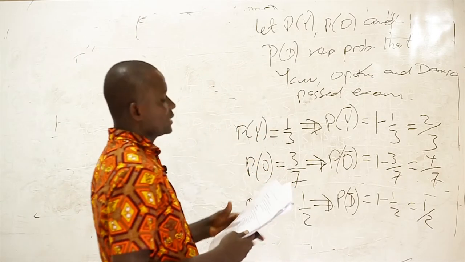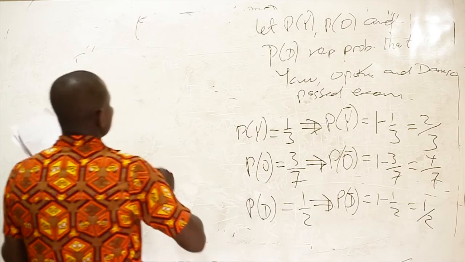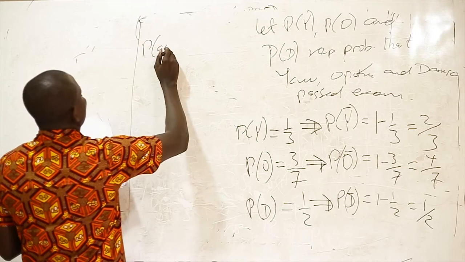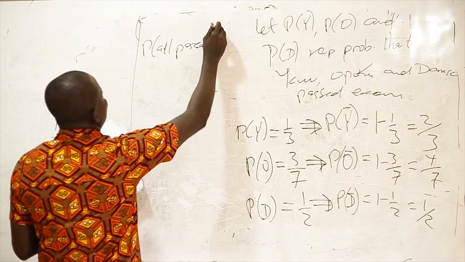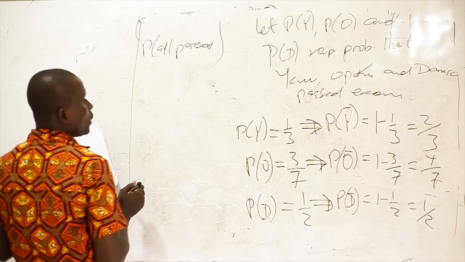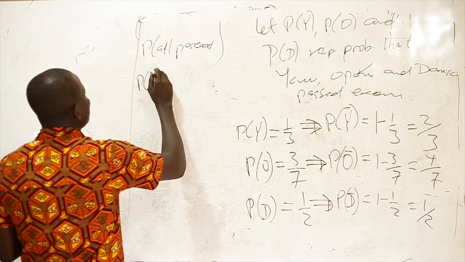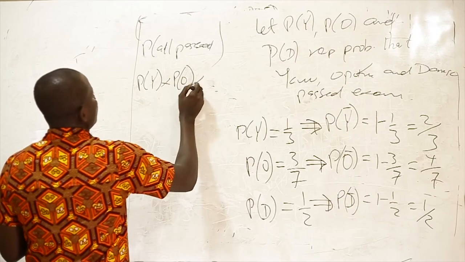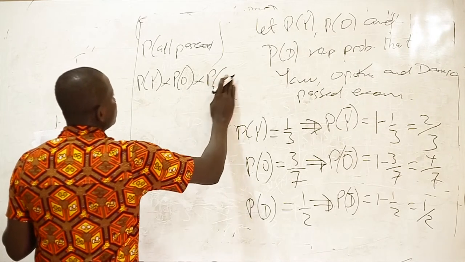Now, after getting this, he says the probability that all of them pass. So P of all passed will be equal to PY times PO times PD.